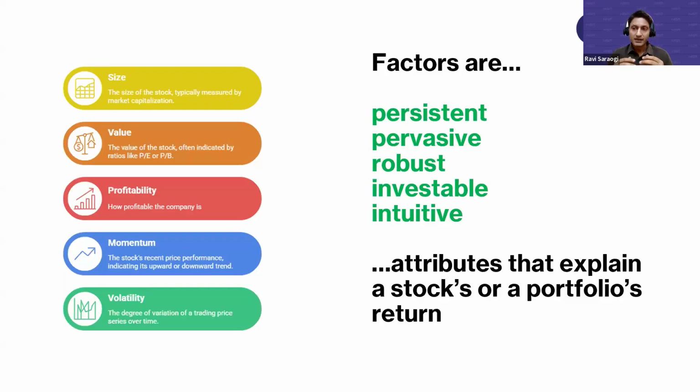Now, just to take an example, one of the attributes of a stock can be that its name starts with the letter A, let's say. Now, that's an attribute. There are many stocks whose name will start with A. But is that a factor? No. That's not a factor because the alphabet, which is what the name starts with, is not going to explain to us the returns of that stock. So factors have to be meaningful.